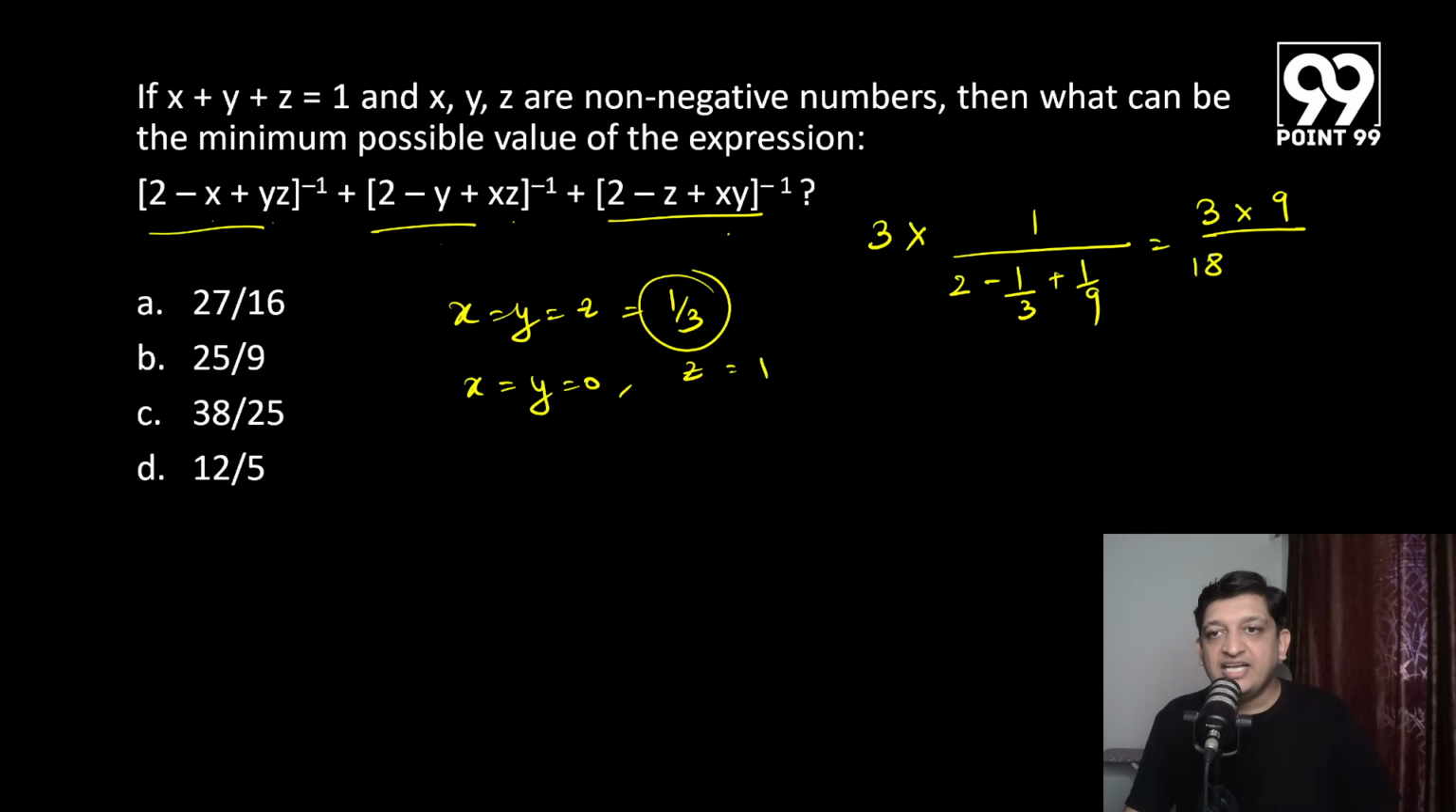So I'm going to get 18 minus 1 by 3 will be what by 9? It will be 3 by 9. So 18 minus 3 plus 1. So my answer is going to be 27 divided by 18 minus 3, that is 15 plus 1, that is 16 for this case. So I am getting 27 by 16. I can see this in the option as well, but I'll also check this one and see what happens.